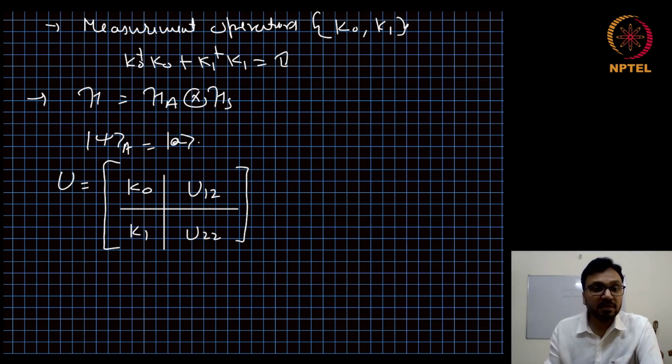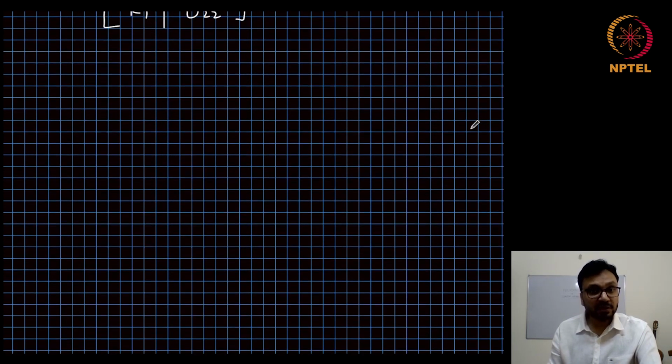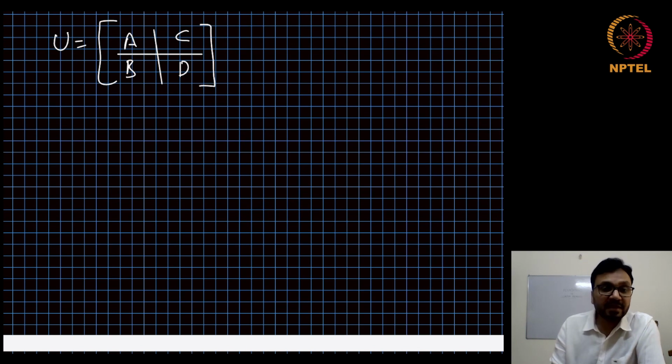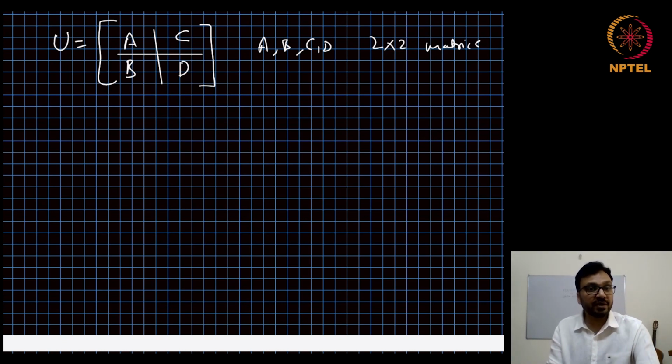So let us say we have U12 and U22. Now, how to implement this arbitrary unitary on the polarization and path degrees of freedom in a combined fashion is a challenge. So let us tackle that problem first. Let us say we are given a unitary U, which is of the form A, B, C, D, where A, B, C, and D are 2 by 2 complex matrices, such that the total U is a unitary.